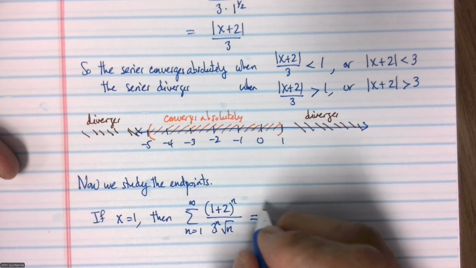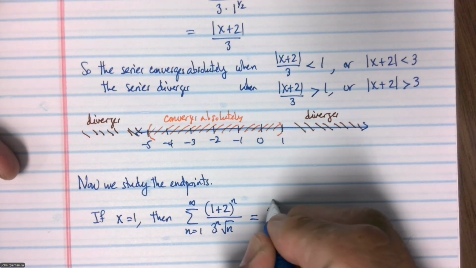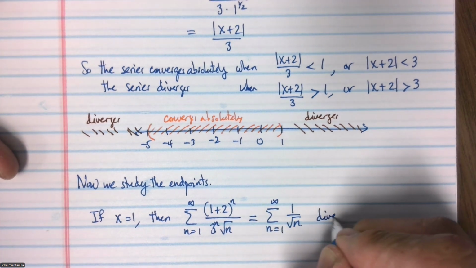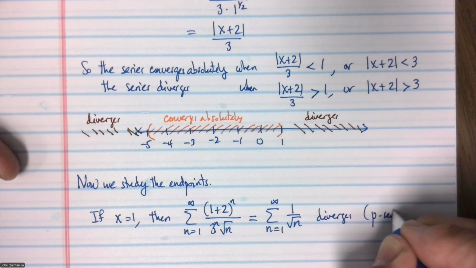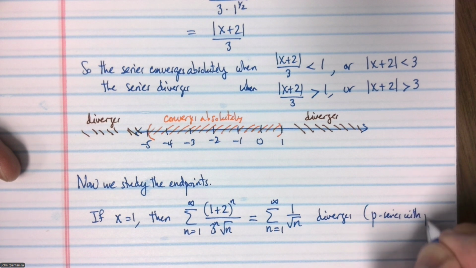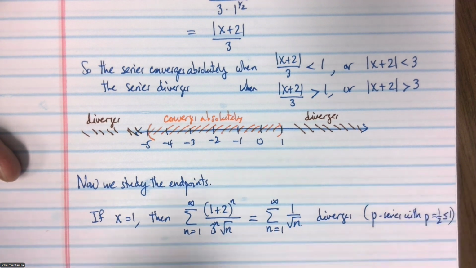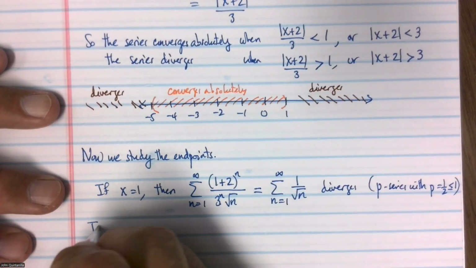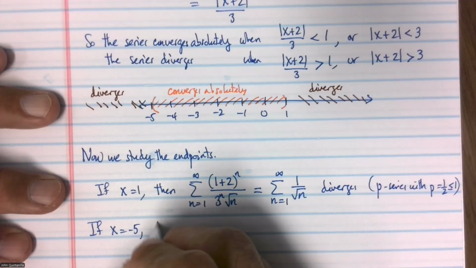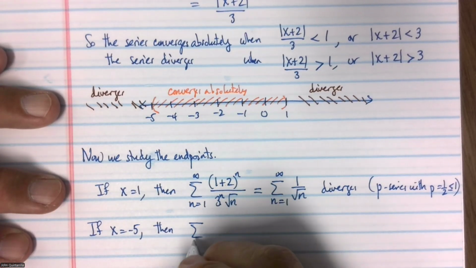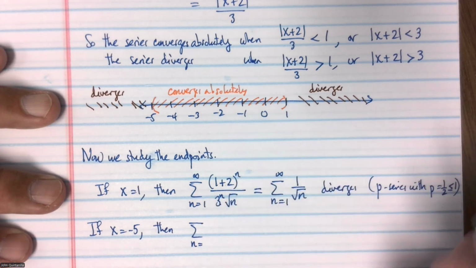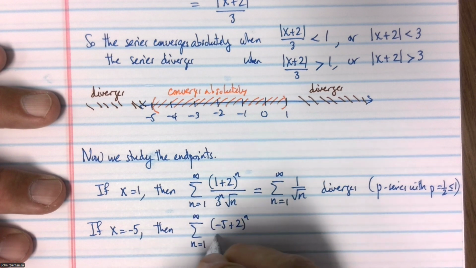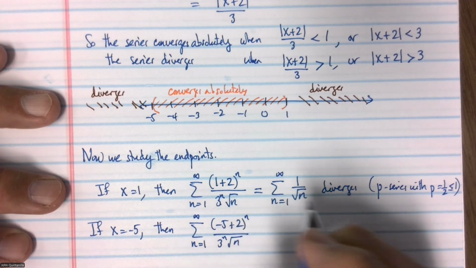3 to the n over 3 to the n cancels, and so I get summation n equals 1 to infinity of 1 over square root of n. This diverges. That's a p-series with p equal to 1/2, which is less than or equal to 1. So at x equals 1, it diverges. Now, how about the other side? If x is equal to -5, then summation n equals 1 to infinity of (-5 plus 2) to the n over 3 to the n times square root of n.